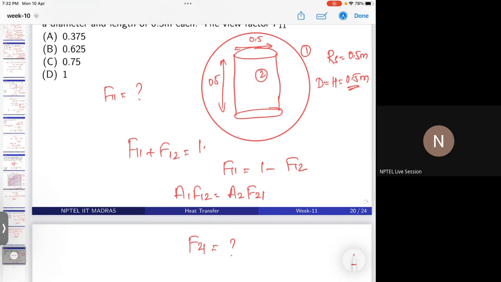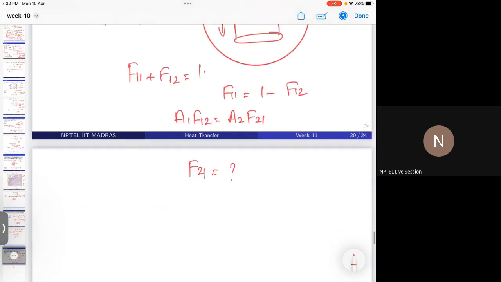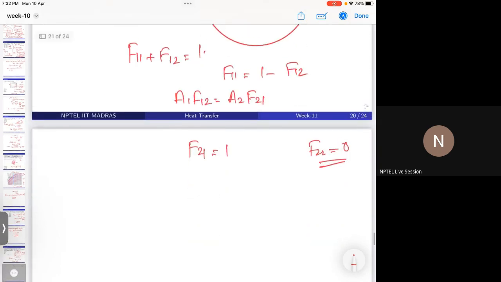So F21, that will be taken as convex. Okay, F21 is 1. So whatever radiation that is emitted by this cylinder will go to 1 only. So F21 is equal to 1 because F22 is equal to 0. So now F12 is equal to A2 by A1 times F21, which is equal to A2 by A1.